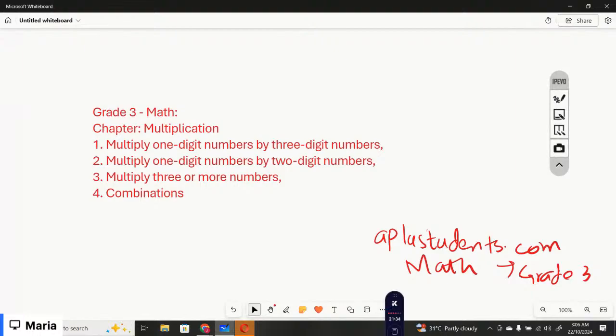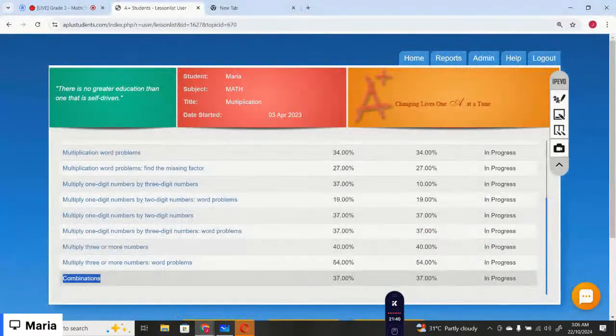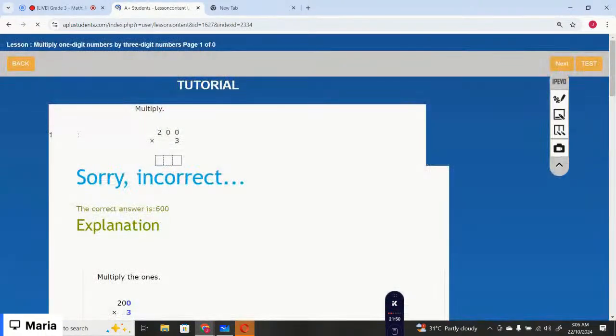So let's just start with the test questions. Here I'm on grade 4 math. Chapter we are on right now is multiplication. Let's just start with the lesson that is multiply one digit number by three digit numbers. So let's just start with the first one that is 200 times 3.